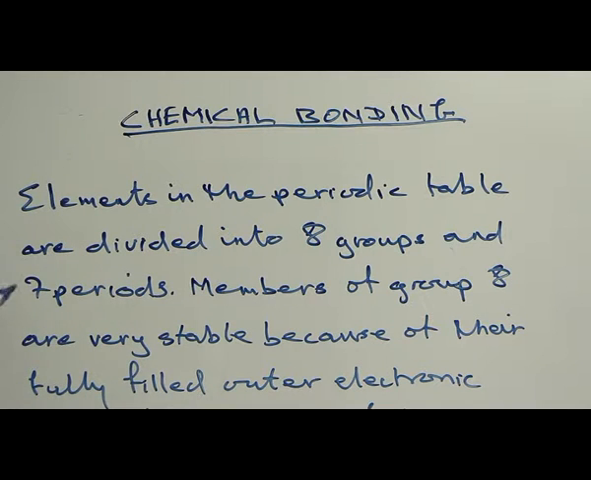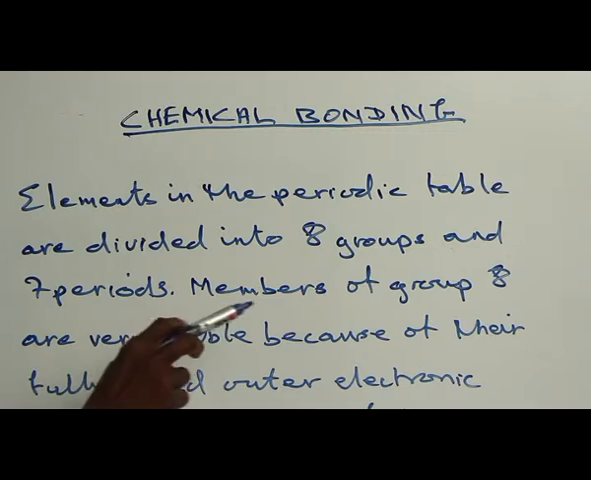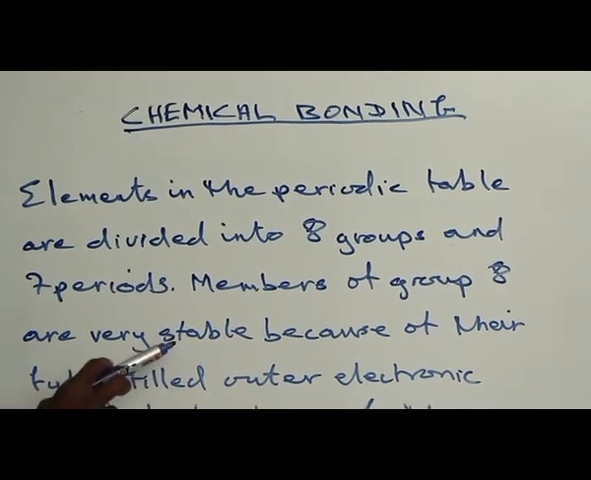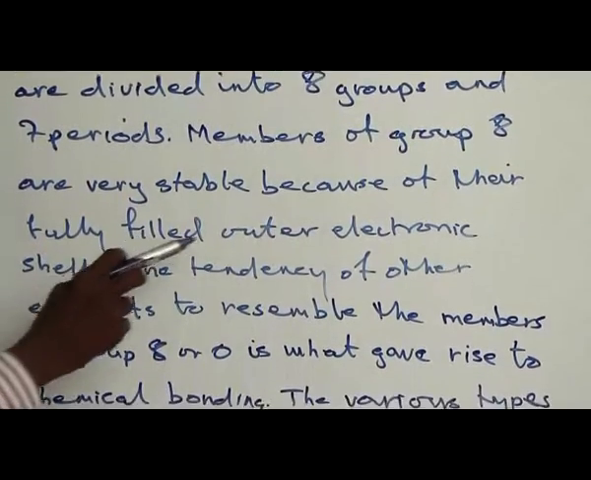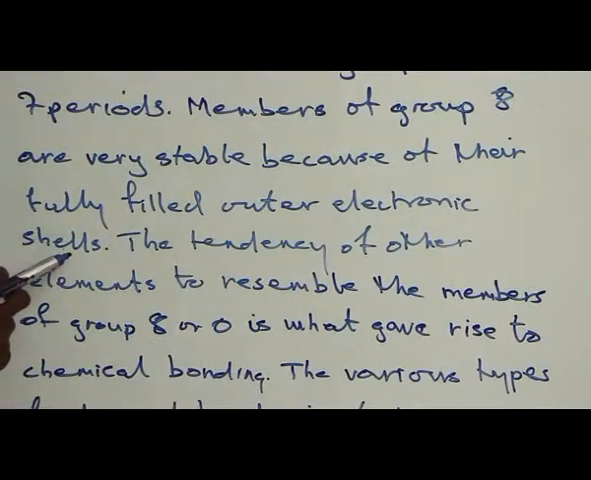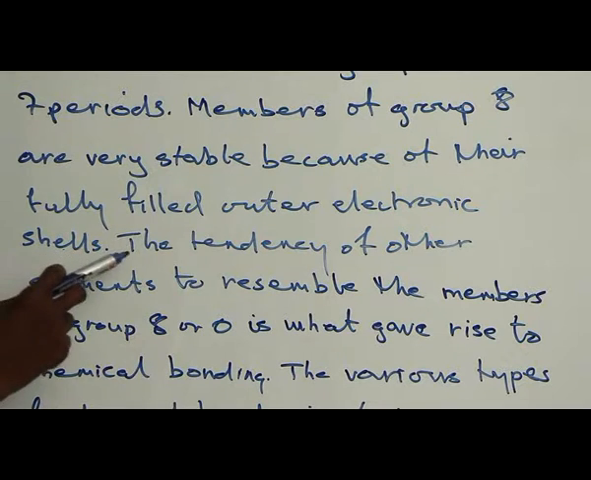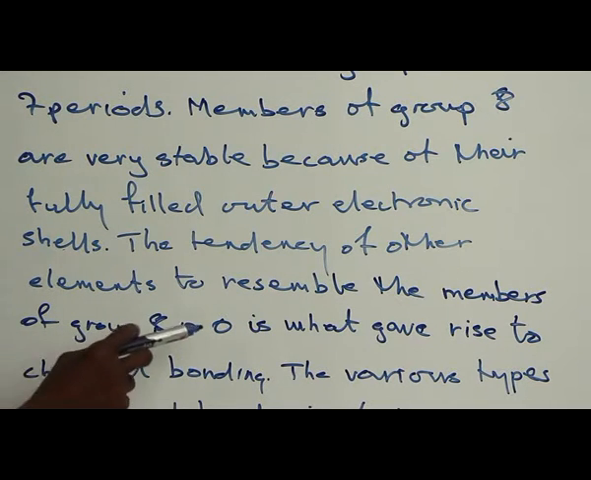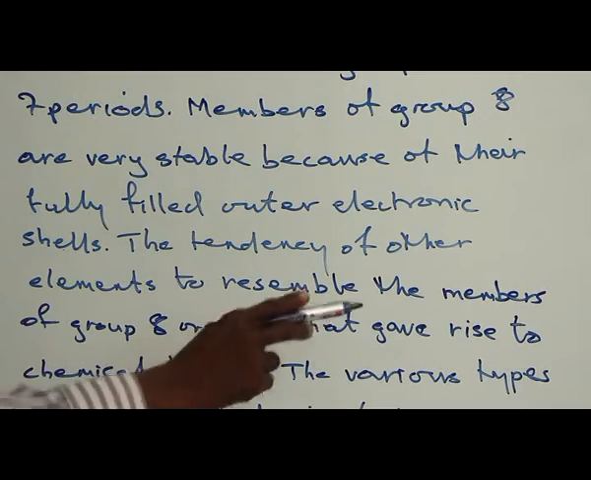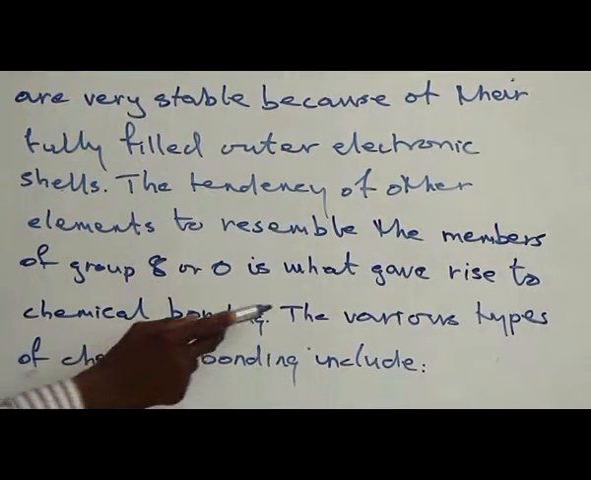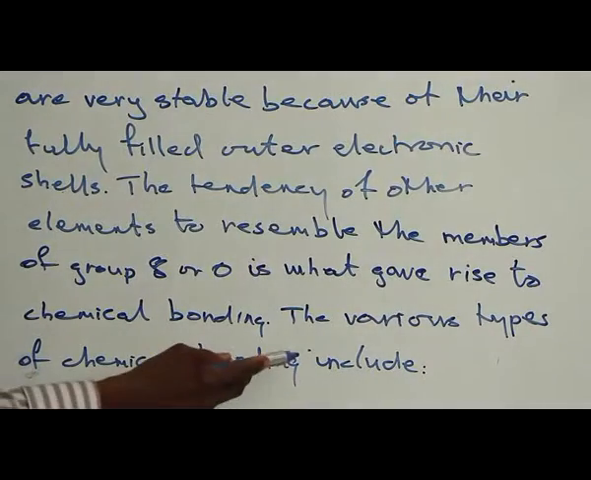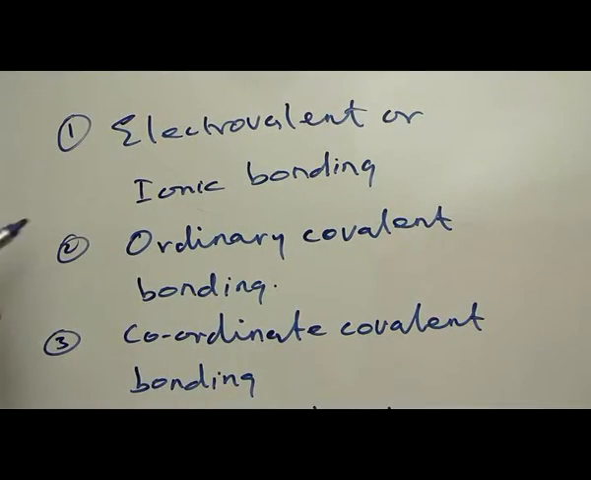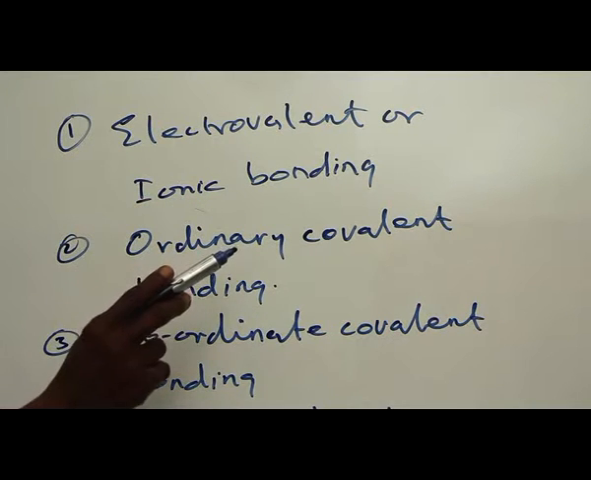Chemical bonding. Elements in the periodic table are divided into 8 groups and 7 periods. Members of group 8 or 0 are very stable because of their fully filled outer electronic shells, either a complete duplet or a complete octet. The tendency of other elements to resemble the members of group 8 or 0 is what gave rise to chemical bonding.